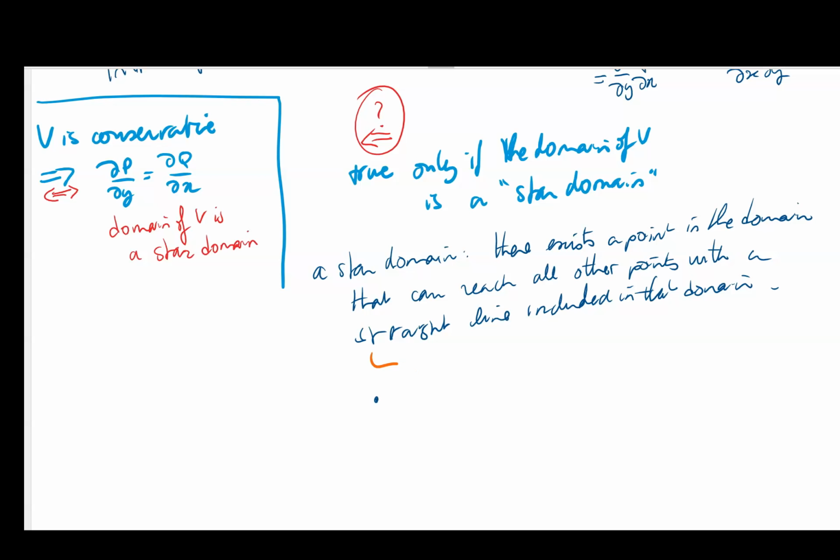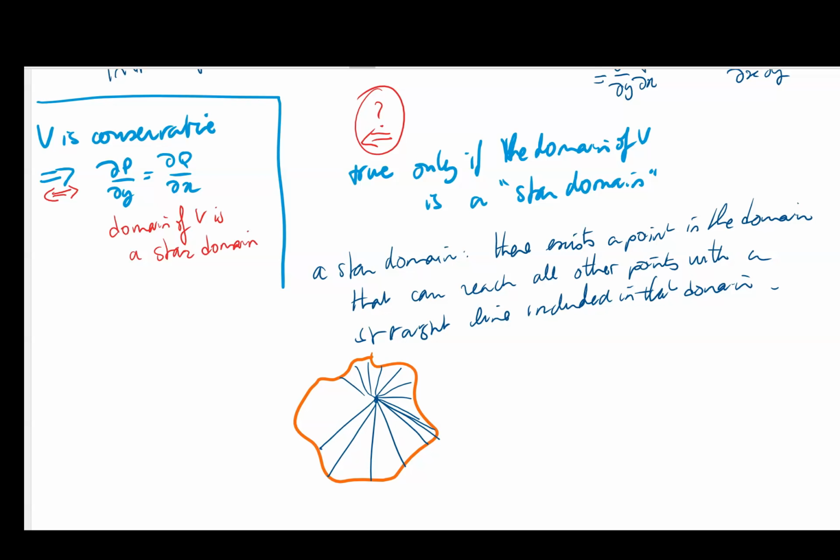Let's say that your domain is looking like this. So, a vague evocation of a star. From this point, I can reach any points of the domain by a straight line that is completely included there. Okay? There exists a point from which I can reach any other points in the domain.